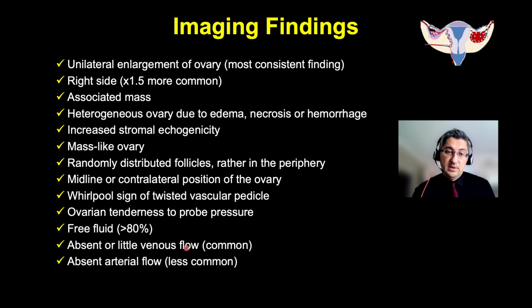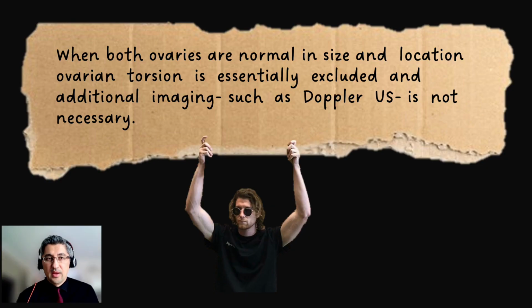Absent or little venous flow is a common finding. Absent arterial flow is a less common finding and seen in delayed cases. So, when both ovaries are normal in size and location, ovarian torsion is essentially excluded, and additional imaging, such as Doppler ultrasound, is not necessary. You can even diagnose on the grayscale ultrasound, and no disclaimers are required in your report.